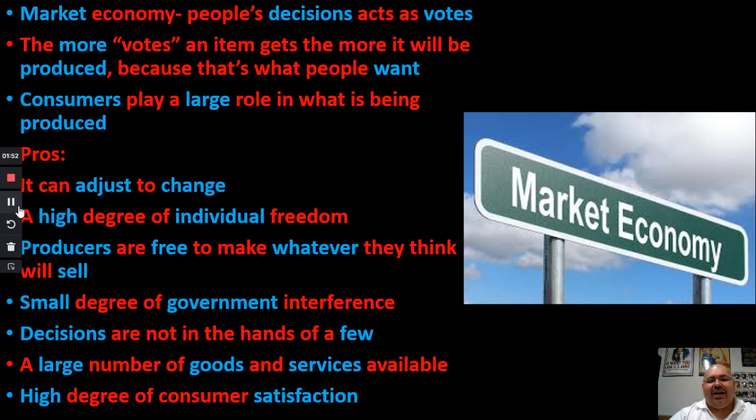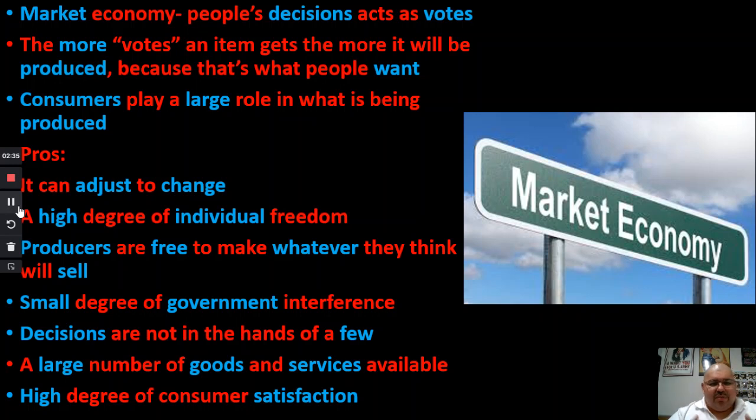Now, market economy. What does this mean? It basically means that people's decisions act as votes. So when you go off and buy the Galaxy over the iPhone, you're basically saying, I want this. I believe this is better. You should make more of this, because the more votes an item gets, the more it's going to be produced. They're going to say, you know what, people want this. Let's make more of this. But the things that people don't want, you think those companies are going to keep making that product more and more? No, they're not, because they're going to lose money, and no company wants to lose money at all.